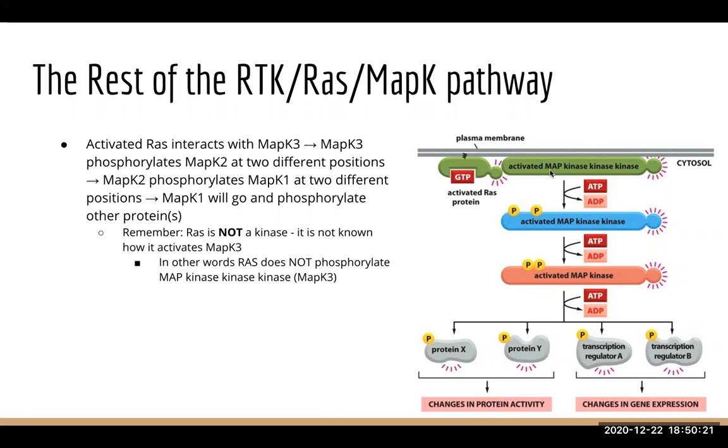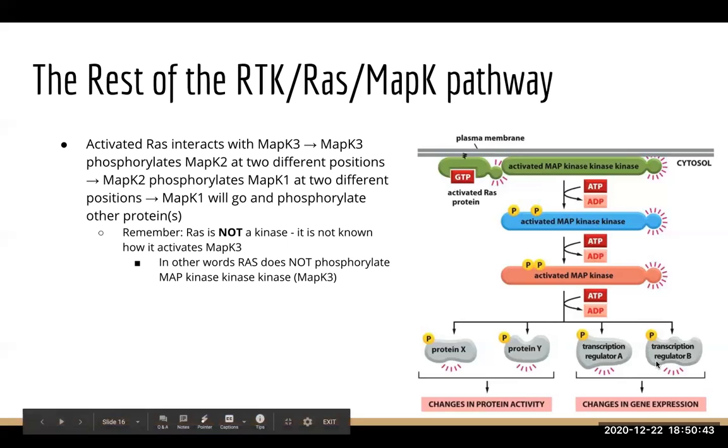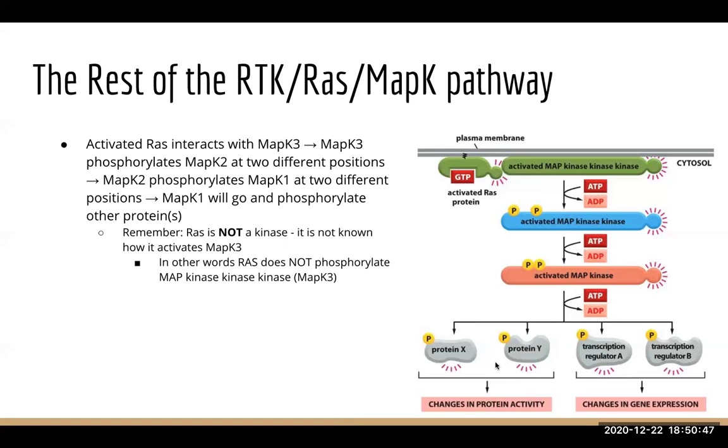So basically, MAPK3 is now activated, and then it can phosphorylate MAPK2 at 2 different positions. Once MAPK2 is activated, it then activates MAP kinase by phosphorylating it also. And then this activated MAP kinase can go on and phosphorylate whatever it needs to in the cell, whether that be a protein or a transcription regulator, a transcription factor. And you get these two results, either a change in protein activity or a change in gene expression.